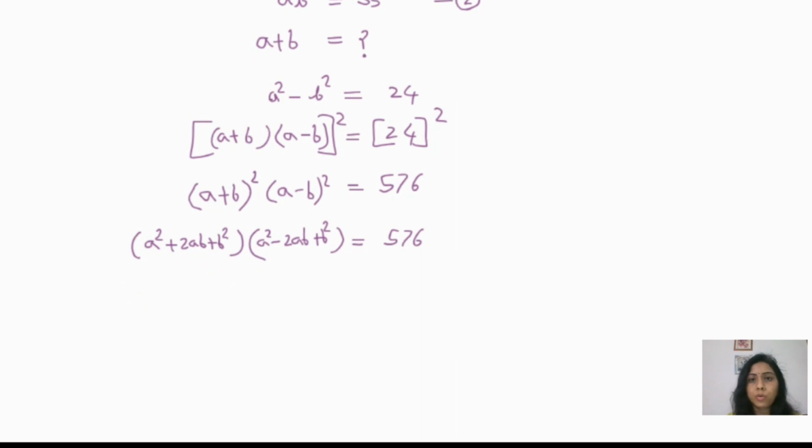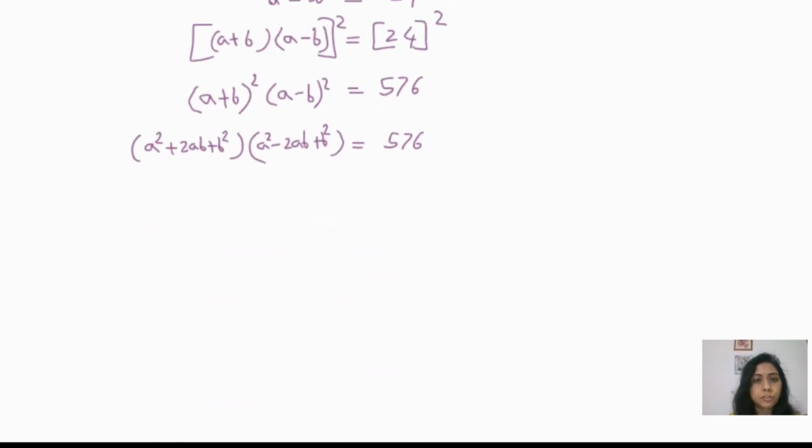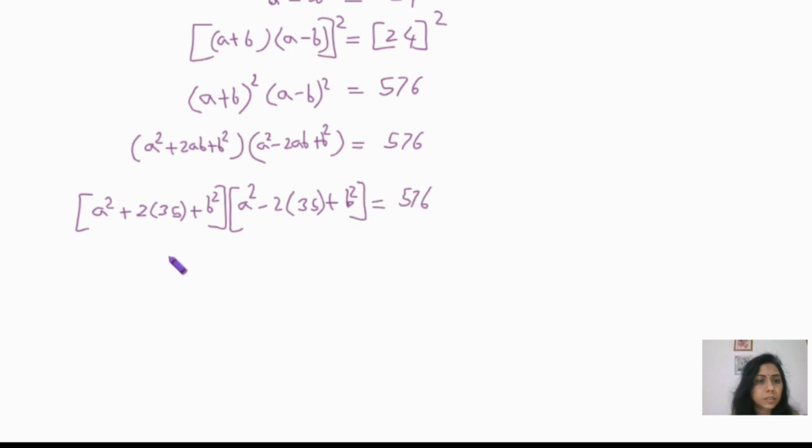Now we know that the ab value is 35, so we can substitute here. So a square plus 2 times 35 plus b square, and a square minus 2 times 35 plus b square, equals 576. 2 times 35 is 70 and this is also 70. We can rearrange: a square plus b square plus 70, and a square plus b square minus 70.